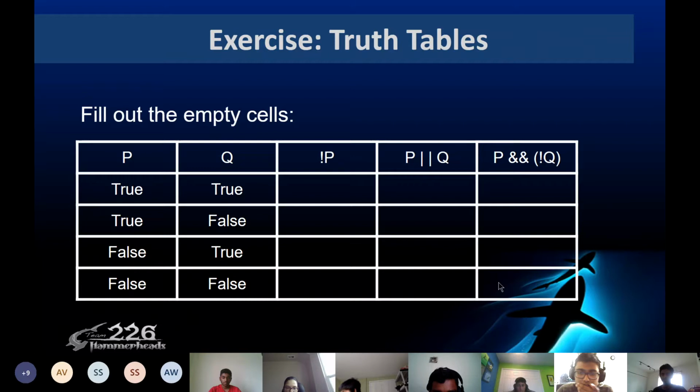All right, last one. I think that would be false. Yeah, you're right, because we have P is false and Q is also false, but not Q is true. But false and true is still false.